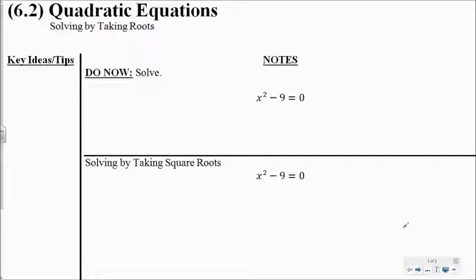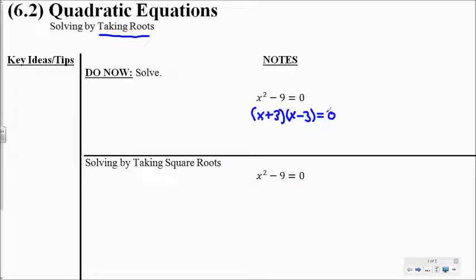So this is part 2 of solving quadratic equations, and we're going to learn how to solve quadratic equations by a new method, which is called taking roots. In the previous video, we learned to solve quadratic equations by factoring. And since this is a difference of squares, it will factor to a product of conjugates.